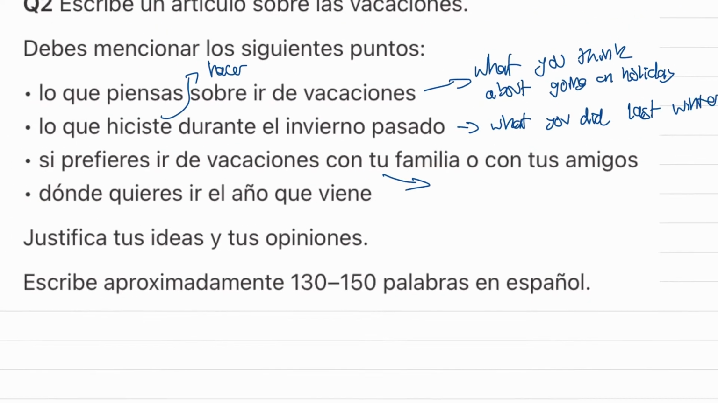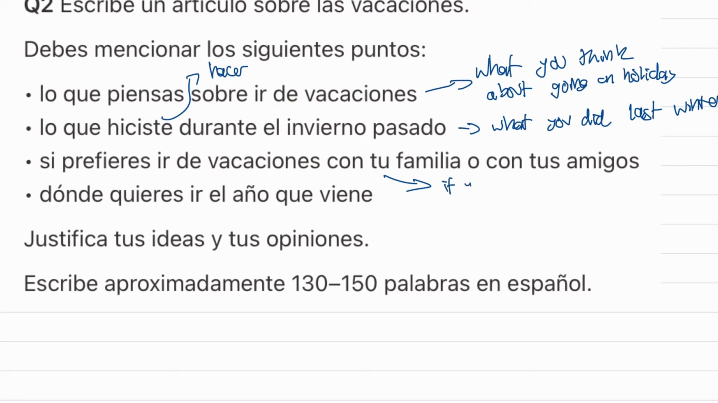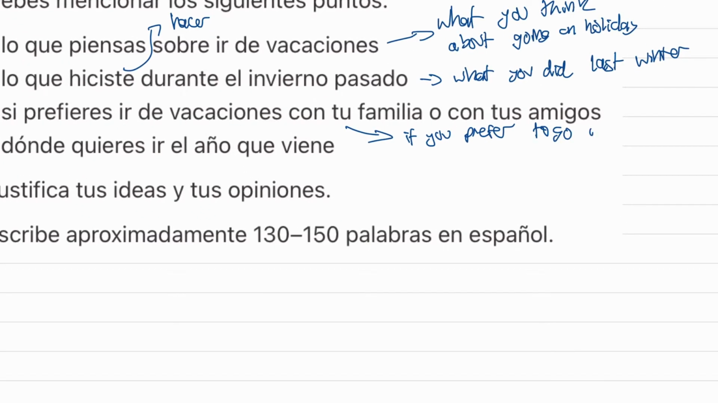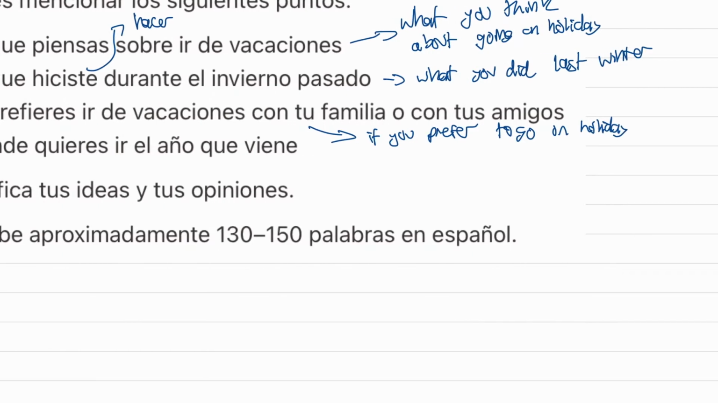This one is si prefieres. So if you prefer, again, to go on vacation or to go on holiday. Con tu familia o con tus amigos, so with your family or with your friends. I'm just going to write with family slash friends, so whichever one you prefer there.